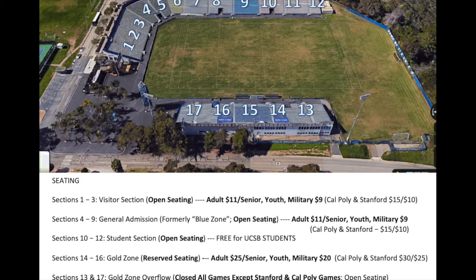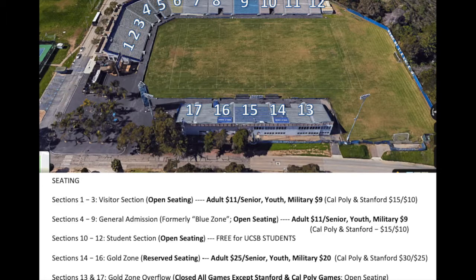Sections 4 through 9 are considered our general admission seating. Anyone can sit there as well. That is where people go if they have season tickets or single game tickets, and it is not commingled with our student section, which you will then find in sections 10 through 12. Students will come in through the student entrance and assemble themselves through the tunnel in section 10 and fill in sections 10 through 12.